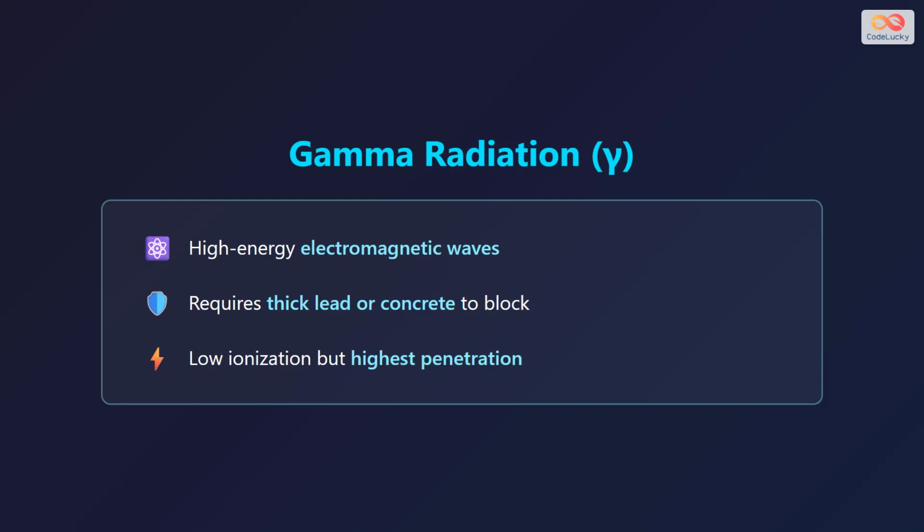Finally, let's discuss gamma radiation, represented by the Greek letter gamma. Unlike alpha and beta radiation, gamma rays are not particles at all. They are high-energy electromagnetic waves, similar to X-rays but even more energetic. Gamma radiation has low ionizing power but the highest penetration ability of all 3 types. To block gamma rays effectively, you need thick barriers of dense materials like lead or concrete.